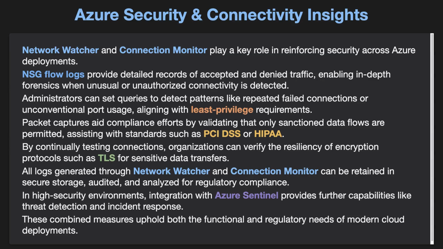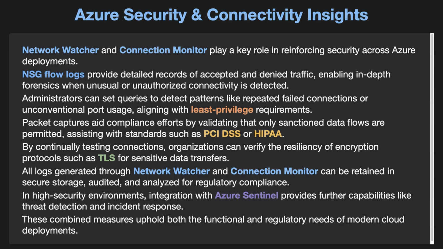Network Watcher and Connection Monitor play a key role in reinforcing security across Azure deployments. NSG flow logs provide detailed records of accepted and denied traffic, enabling in-depth forensics when unusual or unauthorized connectivity is detected. Administrators can set queries to detect patterns like repeated failed connections or unconventional port usage, aligning with least privilege requirements. Packet captures aid compliance efforts by validating that only sanctioned data flows are permitted, assisting with standards such as PCI DSS or HIPAA.